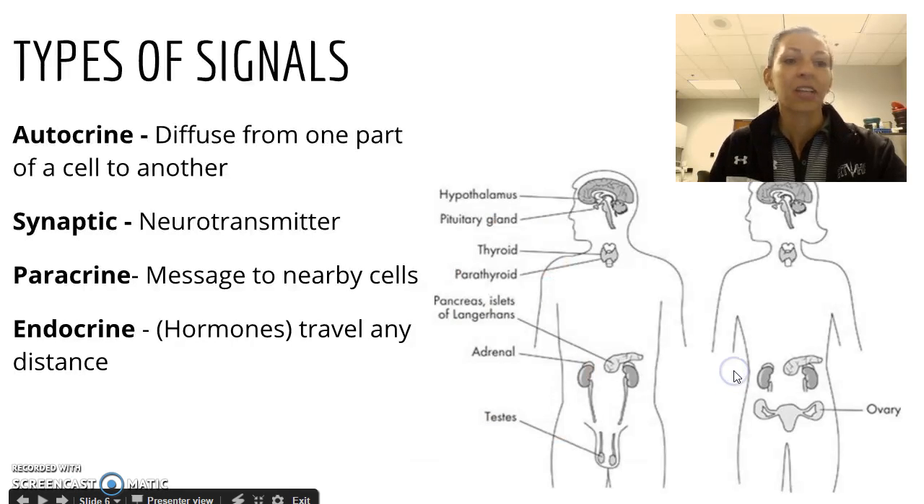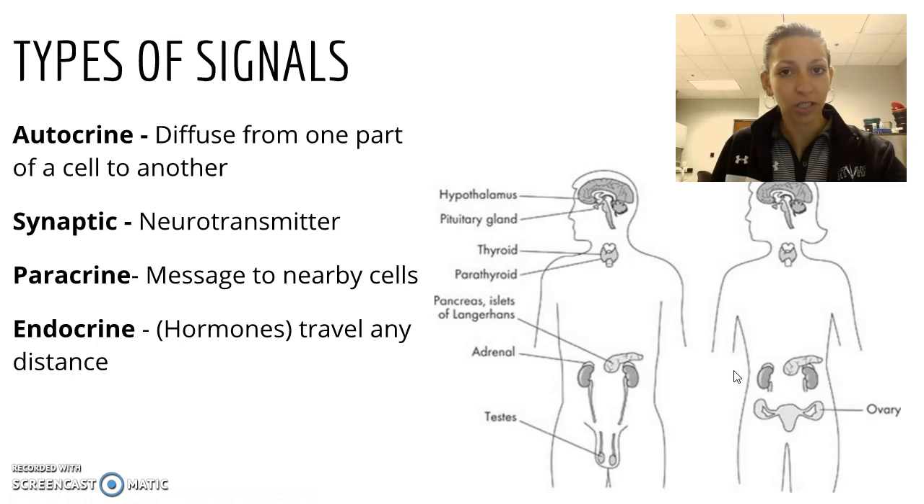All right. So let's talk about the different types of signals. We mentioned this a little bit when we were in our cell membranes unit, but I wanted to review it again. Now, autocrine signals are going to diffuse from one part of a cell to another. They're very close range types of signaling. We have our synaptic signals, which are involved in neurotransmitters in our nervous system. So these are chemicals released by one neuron and received by another over the synaptic space.